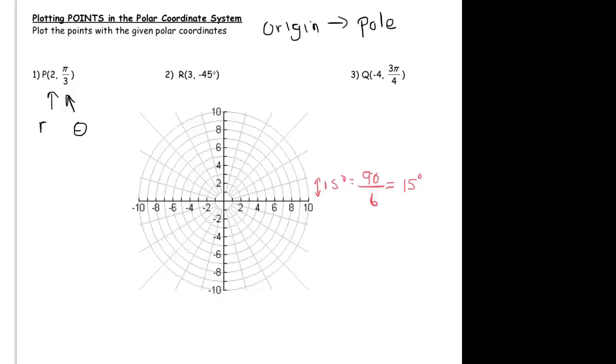So let's plot the point 2, 2 pi over 3. So the first thing we're going to do is rotate counterclockwise 2 pi over 3. Now we know that's 120 degrees. So that would be 8 of these sections. So I rotate 8 of those sections, and then I walk out 2. So each of these concentric circles here tells me how far to walk out. 1, 2. So again, notice that was a rotation, and I walked out 2 units.